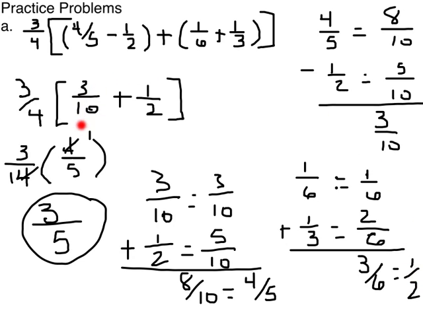Now I have 3/10 plus 1/2. So what am I going to have to do? Well, I'm going to have to add them. And that's what I'm doing right here. 3/10, 1/2 is the same as 5/10, so that is 8/10, which reduces to 4/5. Now that I've reduced it to 4/5, I'm going to multiply by 3/4. This 4 and this 4 cancel out, leaving me with this 3 on top, this 5 on the bottom. 3/5 is my final answer.